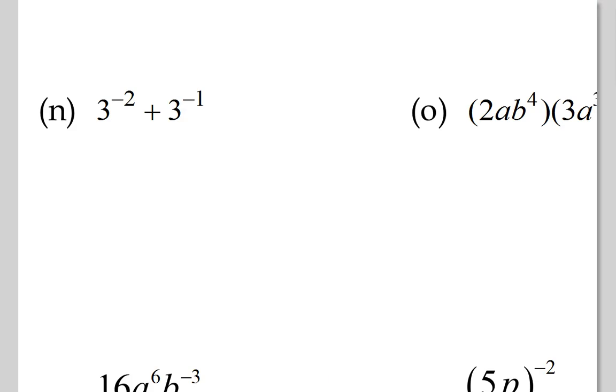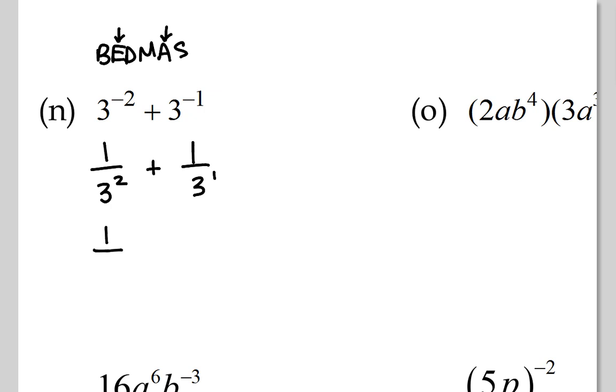This one always gets the class. This is a tough one. So again, with your order of operations, BEDMAS, you have to do your exponents before you add. So this would be 1 over 3 squared plus 1 over 3 to the 1. Negative power, reciprocate the base. Evaluate those separately, 1 over 9 plus 1 over 3.